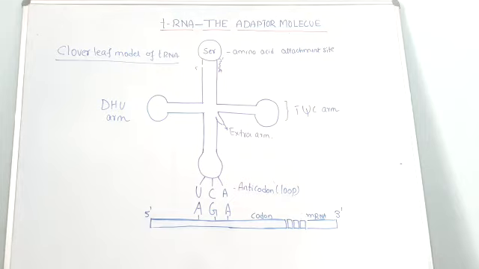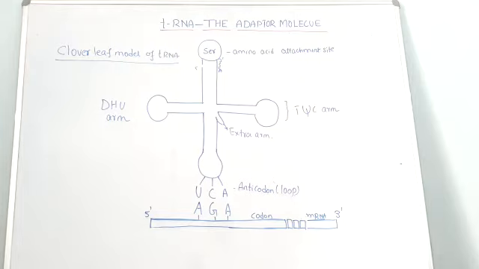Next, there is another region, that is the ribosomal recognition site. That site is the T psi C loop. It recognizes the ribosome during protein synthesis. So the T psi C loop recognizes ribosomes during translation, or during protein synthesis.